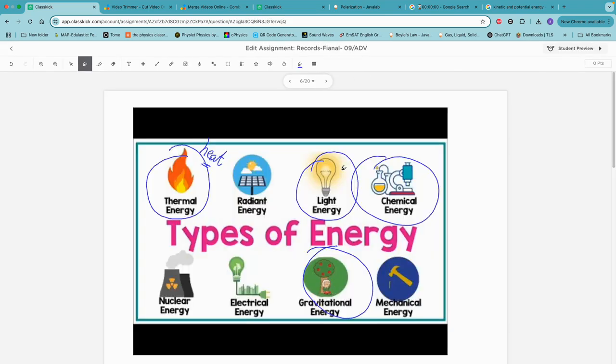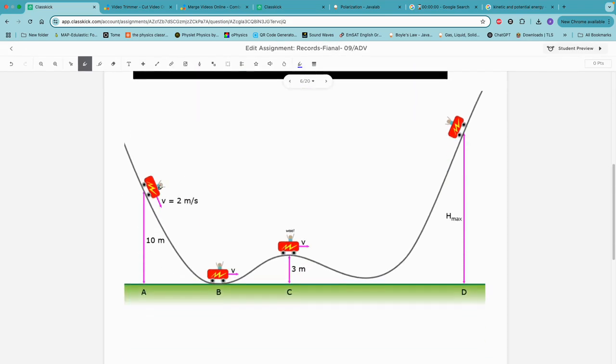When an object changes the height or the position, like in this scenario, as we can see here, this is a roller coaster. During the motion, speed changes, height or position of the object changes as well. So when speed changes, this means kinetic energy will be changed automatically, while when height or when the position changes, consequently potential energy changes as well.